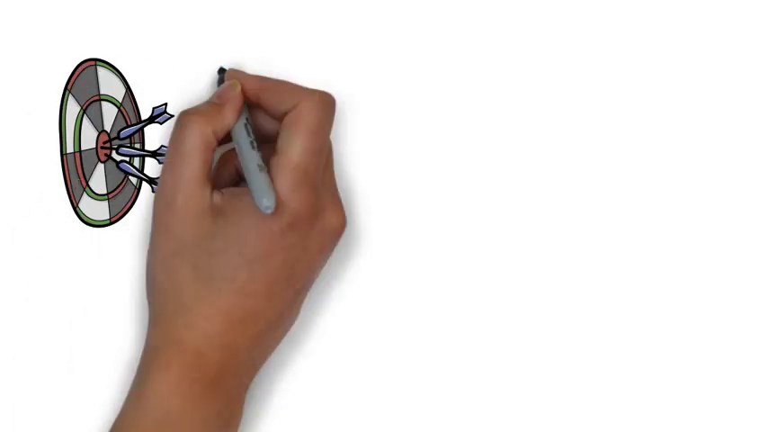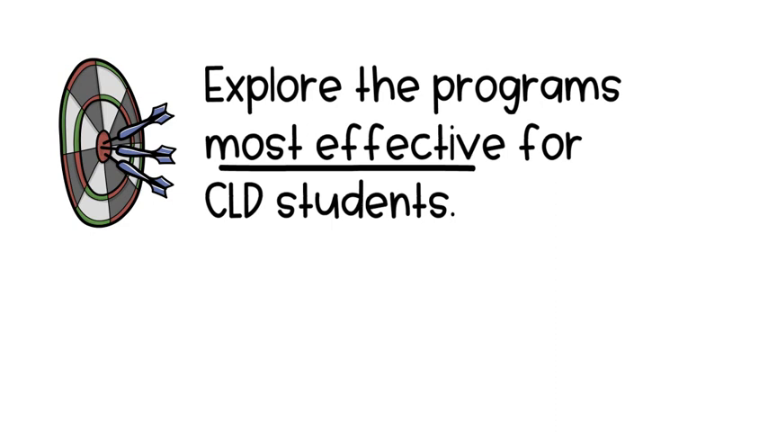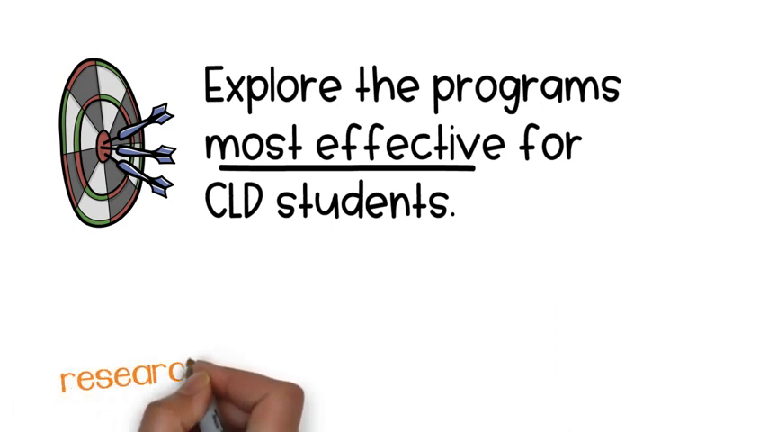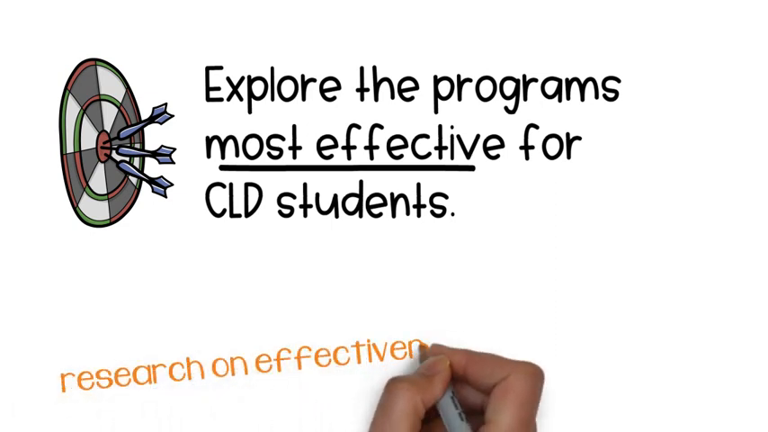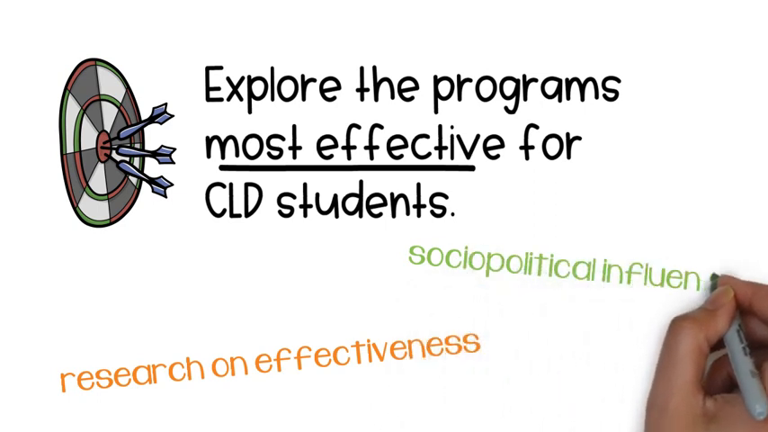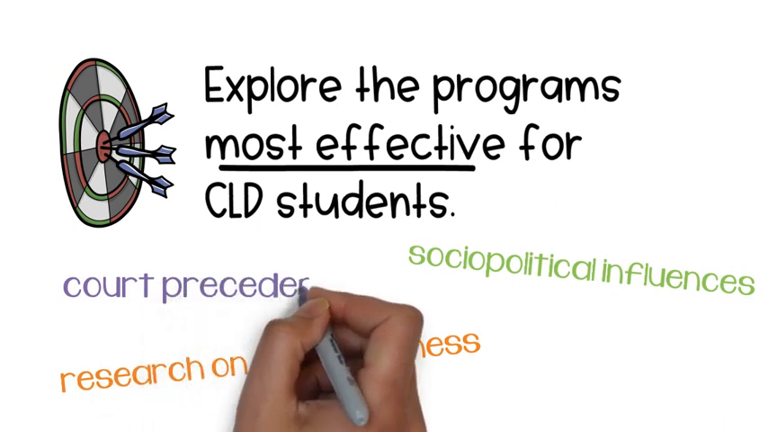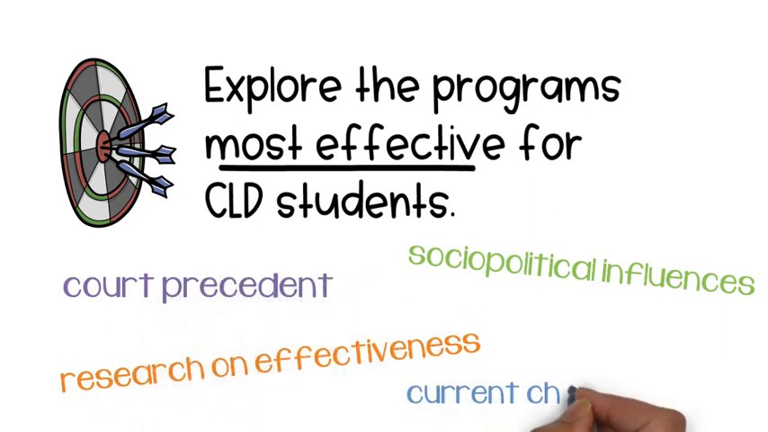This chapter explores a variety of program models for students learning the English language. These models include bilingual and ESL education. Today, we will look at research on the effectiveness of programs. We'll explore different socio-political influences. We will look at the role of court precedent in shaping these programs and the current characteristics of these models.